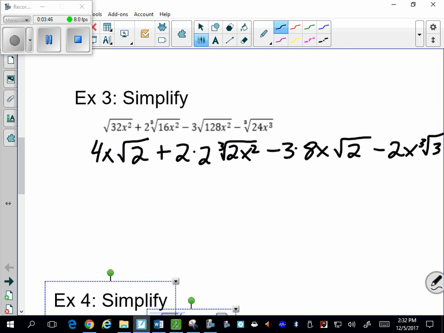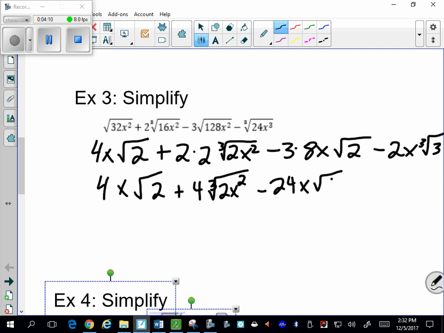Now, let's simplify all these terms a little bit. First term, nothing to simplify. 4x square root of 2 plus 2 times 2 is 4, cube root of 2x squared, minus 24x square root of 2, subtract 2x cube root of 3.